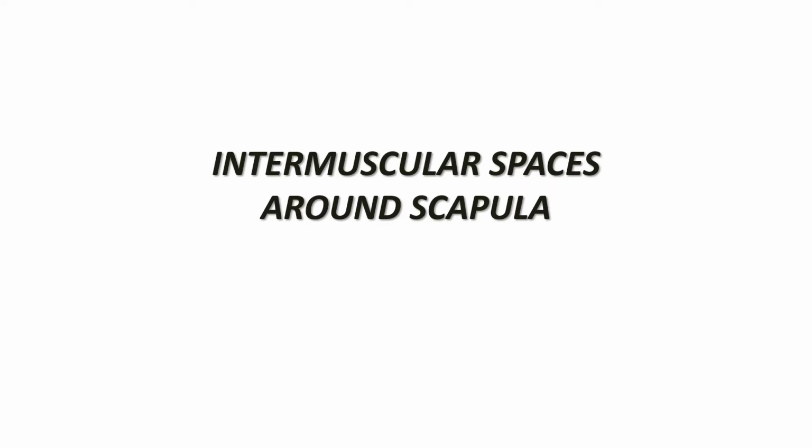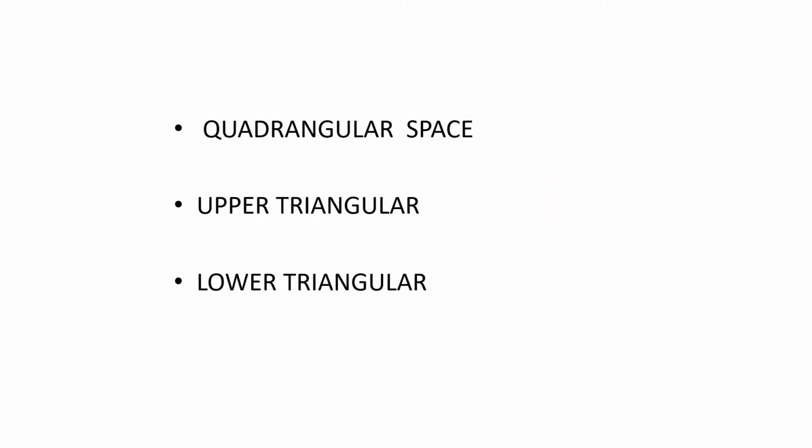As we have already discussed the muscles of the scapula region in our previous video, today we'll study in detail about the intermuscular spaces around the scapula. In total, there are three intermuscular spaces around the scapula: the quadrangular space, the upper triangular space, and the lower triangular space.